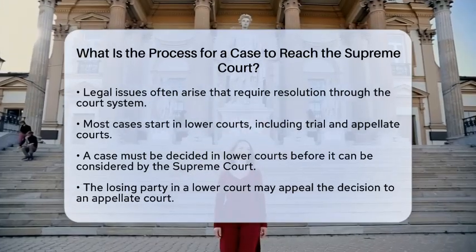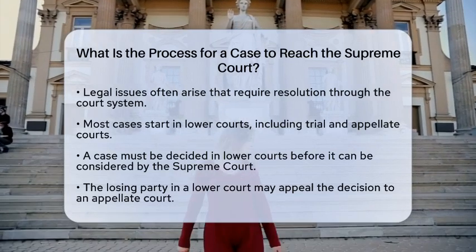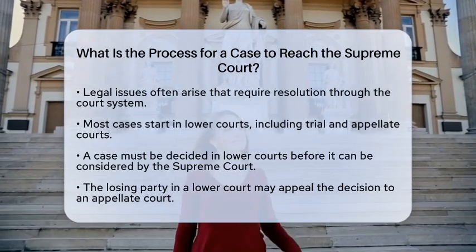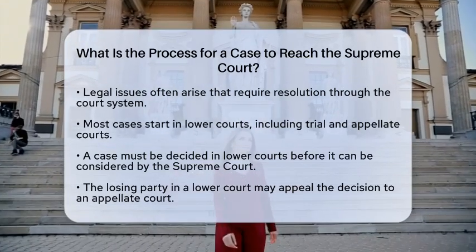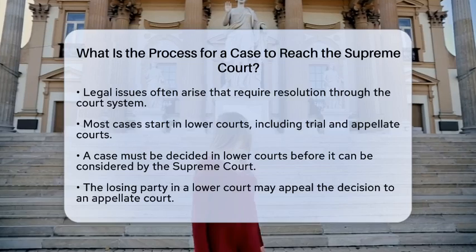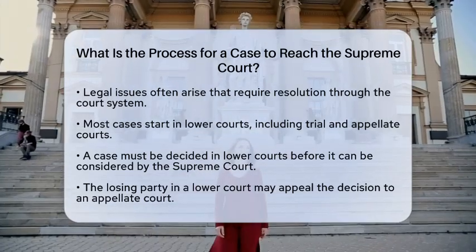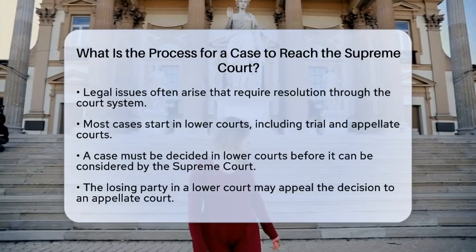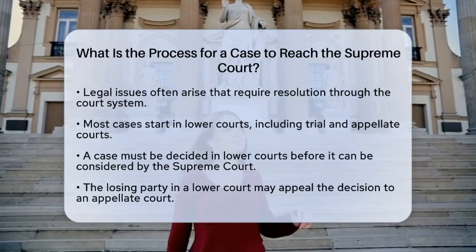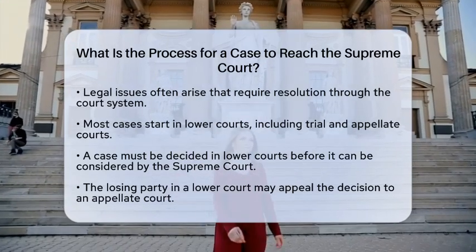A case must first be heard and decided at these levels before it can be considered for the Supreme Court. Once a case has been decided in a lower court, the losing party may seek to appeal the decision. This appeal is typically made to an appellate court, which reviews the case for legal errors.